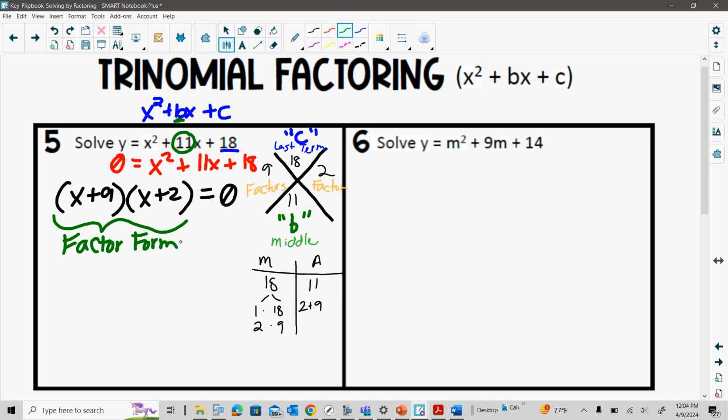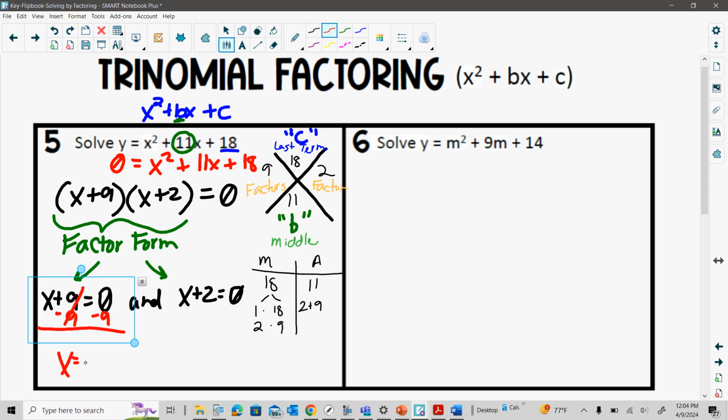Okay. When I solve my factor form, I'm solving each one, each factor. So I'm setting my x plus 9 equal to 0, and I'm setting my x plus 2 equal to 0, and I'm solving each one. Well, here I just have to subtract 9, and I get x equals negative 9.